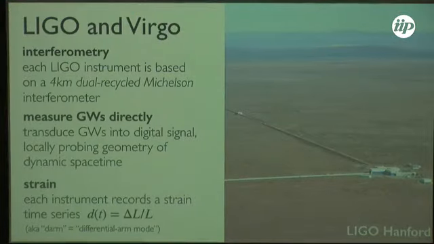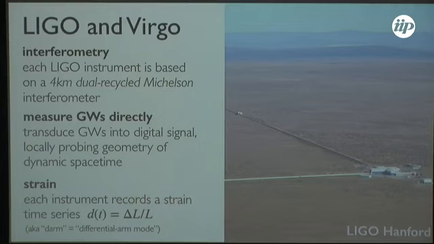That's the basic idea behind LIGO and Virgo. LIGO is a laser interferometer gravitational wave observatory, so interferometry is right there in the name. Each LIGO instrument, so I should say I am part of LIGO Labs, so my exposition will be strongly focused on LIGO, but Virgo is very similar, although the inner workings are slightly different, but I'm not an expert in that. So, okay, each LIGO instrument is based on a 4-kilometer dual recycled Michelson interferometer. I'll unpack some of this in a little bit.